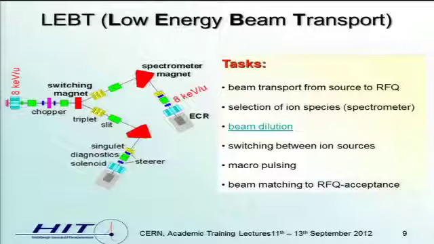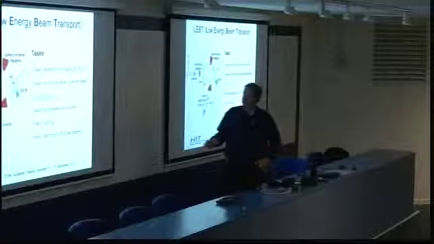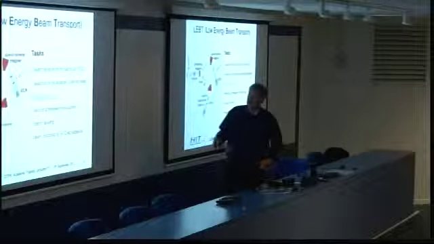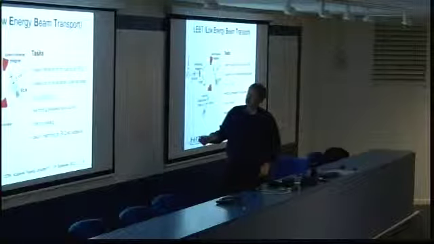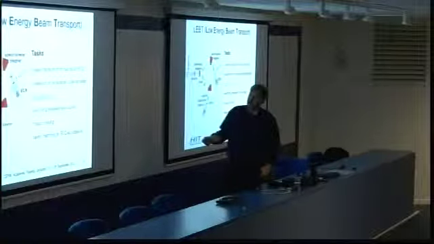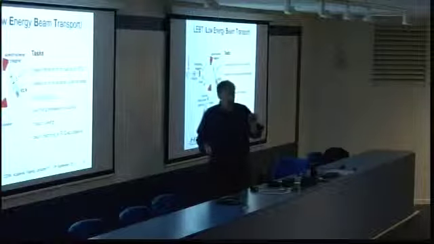Clearly there are some tasks to bring the beam to the RFQ. Then the spectrometer is necessary to bring out the right ion species. A second point, or the third point, is the beam dilution. So as I said, we have to vary the intensity by a factor of 1,000 roughly, and this is done by this triplet here. We just defocus the beam to decrease the intensity, and then the entrance of the RFQ acts as a collimator.